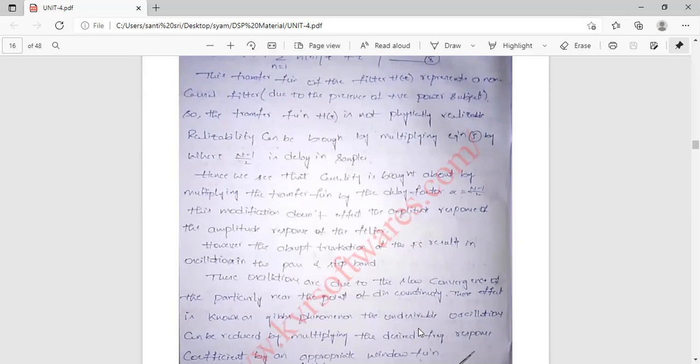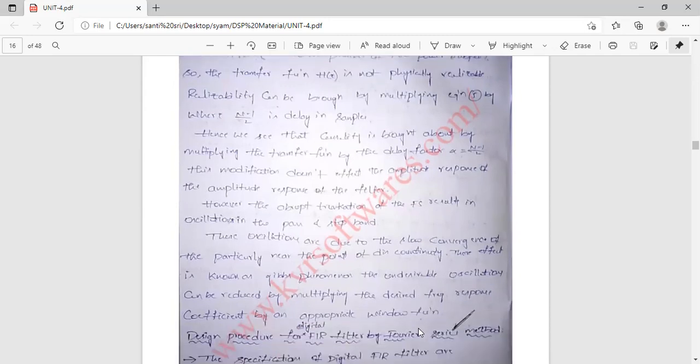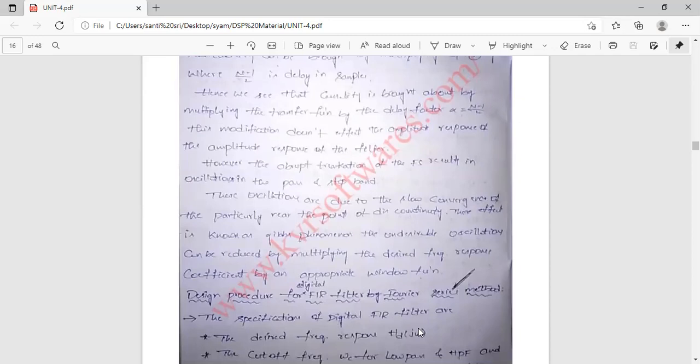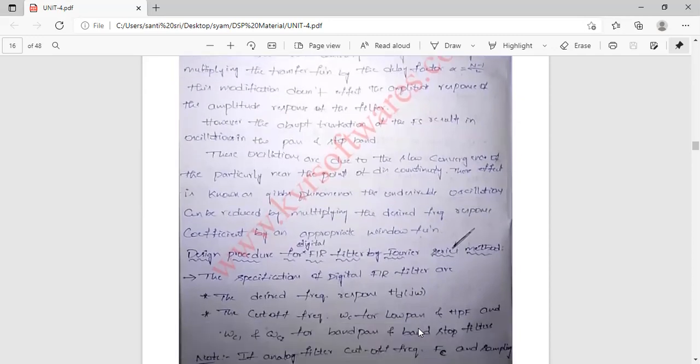The considerable oscillations can be reduced by multiplying the desired frequency response coefficient by the appropriate window function. Okay, so this is called the Gibbs phenomenon. Now, the design procedure for a digital FIR filter by the Fourier series method.